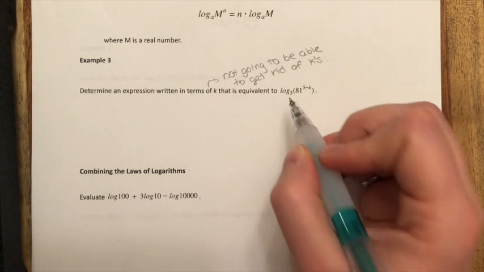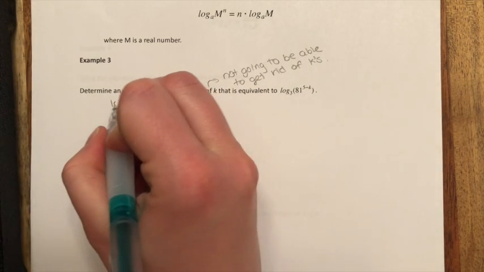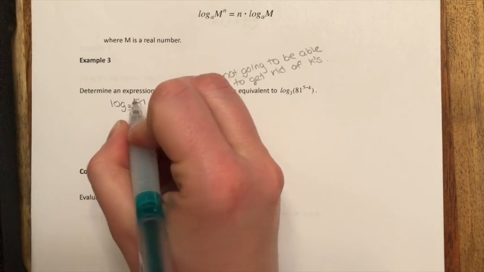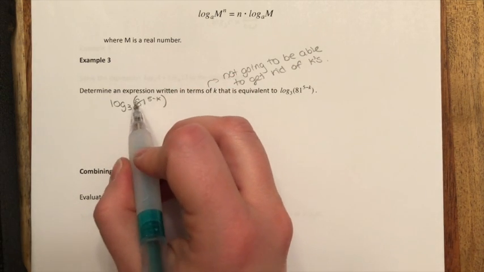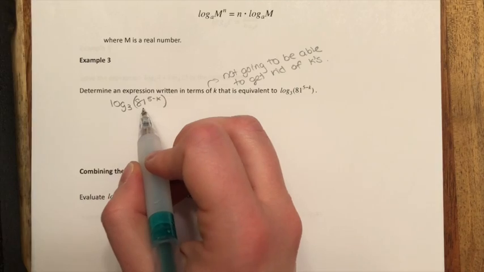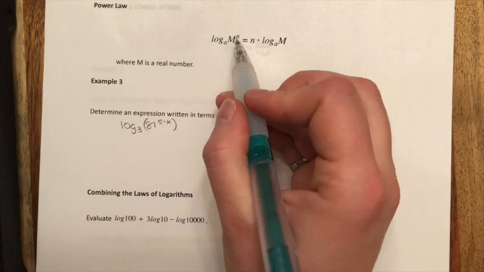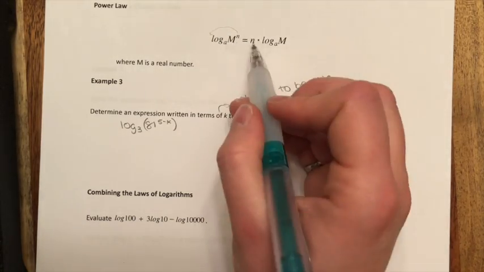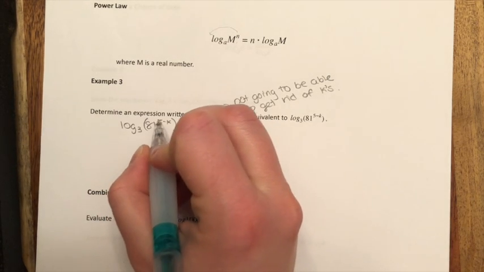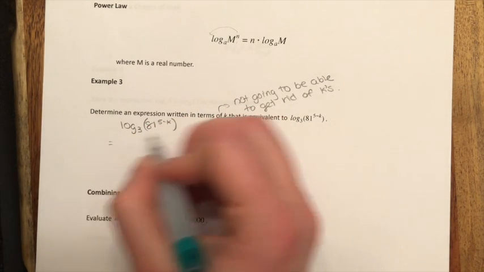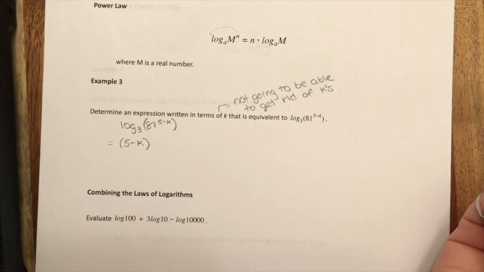What we need to notice here is we've got log base 3 of 81 to the 5 minus k. So I'm just going to rewrite it: log base 3 of 81 to the 5 minus k. That exponent is on our argument, what we're logging. What the rule up here says is that when we've got an exponent, it can essentially come down in front and multiply. When you've got two terms in your exponent, it's super important that you put that whole exponent in brackets.